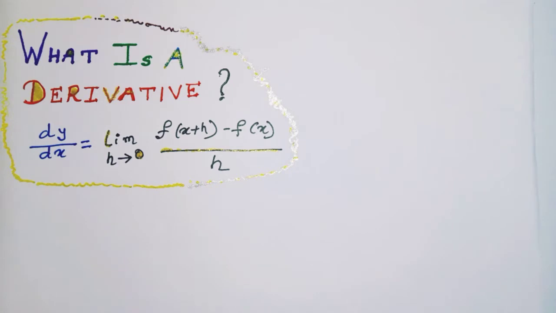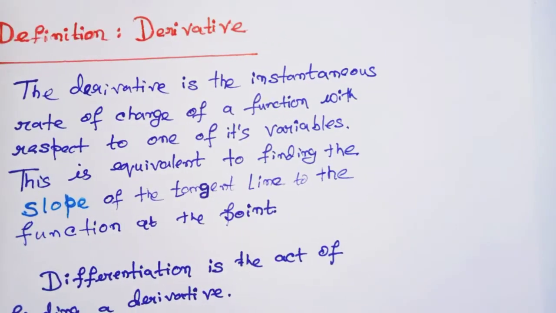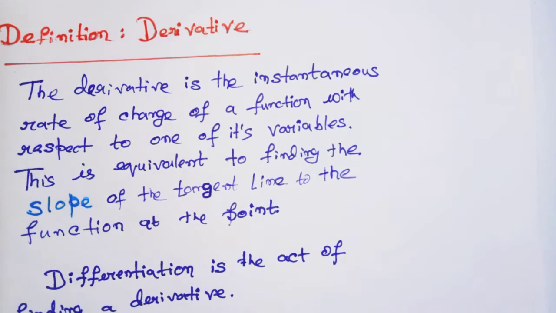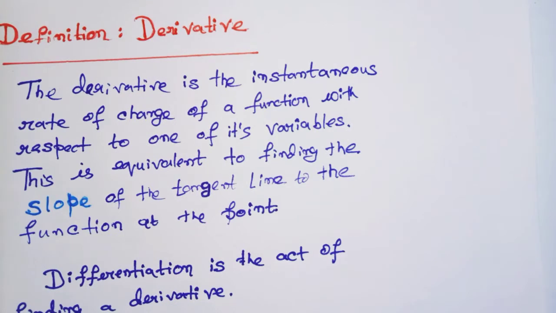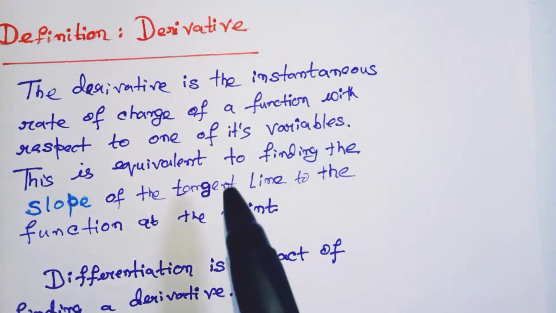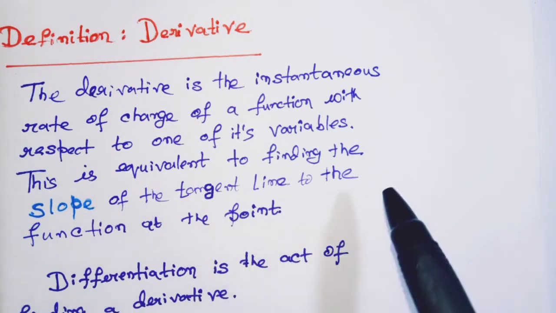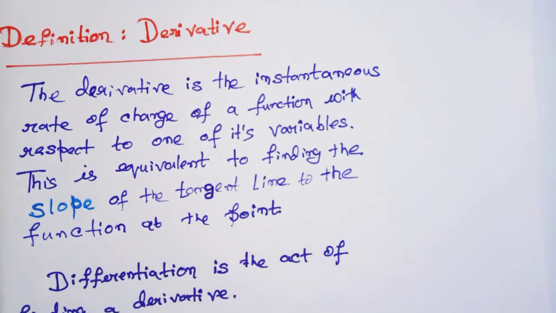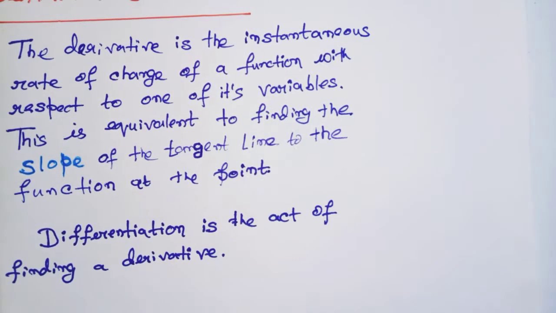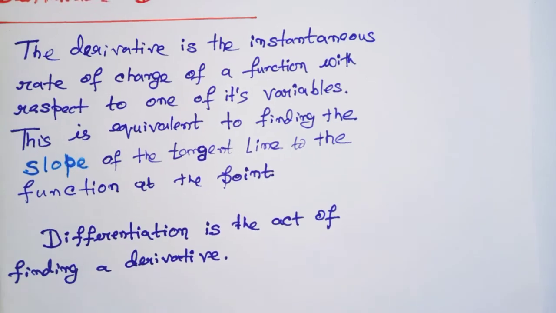Before we start defining what is a derivative, what I would like to show you is a basic definition of derivative. So here is a basic definition. Now you can read it out. The derivative is the instantaneous rate of change of a function with respect to one of its variables. This is equivalent to finding the slope of the tangent line to the function at the point. And differentiation is the act of finding a derivative.